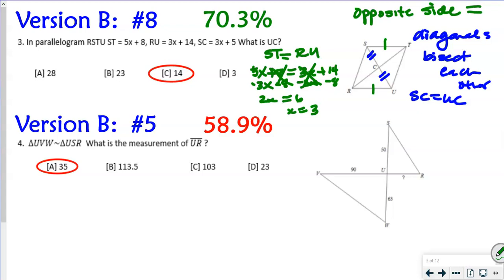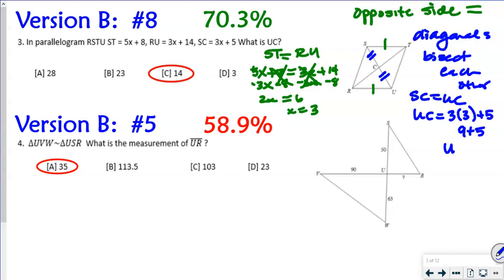Now that's not my answer, because we have to take that 3 and plug it back in, and we know that SC is equal to UC, so we can just solve for SC, right? So that's what we're going to do. UC is equal to, okay, my pen is going crazy again, y'all. Sorry. So we're going to go 3 times our 3, which is our x, plus 5. So that's 9 plus 5.